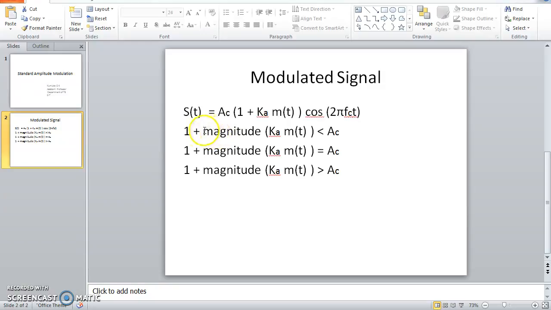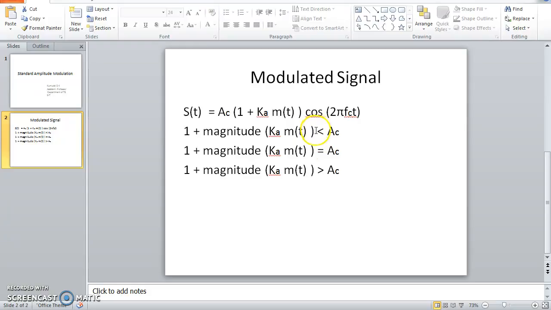If the magnitude of 1 plus Ka m of t is less than AC, it is undermodulation, where we could exactly recover back our message signal. If the magnitude of 1 plus Ka m of t is equal to AC, it is perfect modulation, and yes, we could recover back our message signal. In the last case, where the magnitude of Ka m of t added with 1 is greater than AC, it leads to overmodulation, and the recovery of the message signal is not possible.